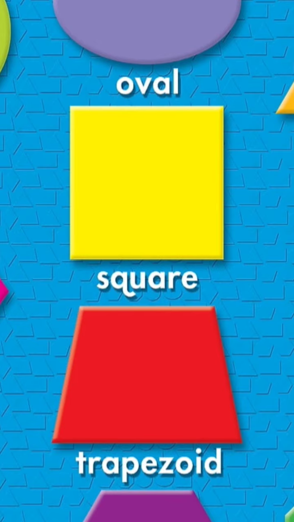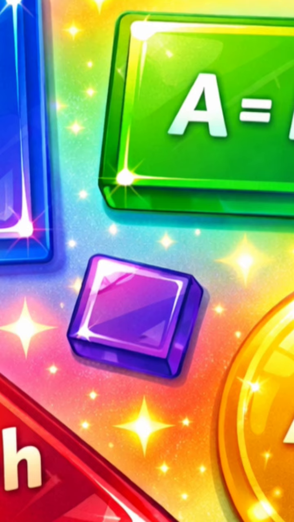Their area is calculated by multiplying pi by the semi-major axis times the semi-minor axis. So, if the longest radius is 8 centimeters and the shortest is 5 centimeters, multiply 8 by 5 to get 40, then multiply by pi to get about 125.66 square centimeters. For regular polygons, the area equals half the perimeter times the apothem.